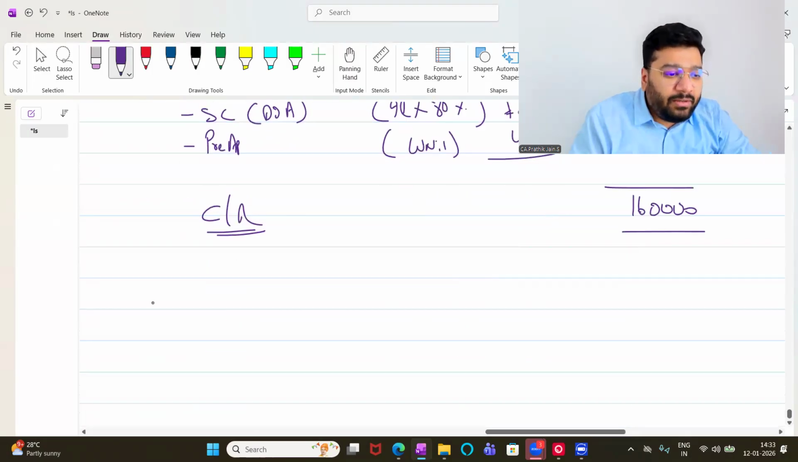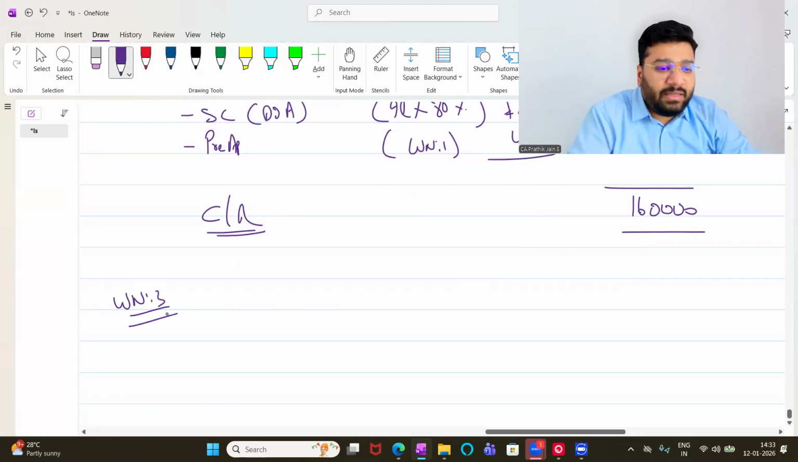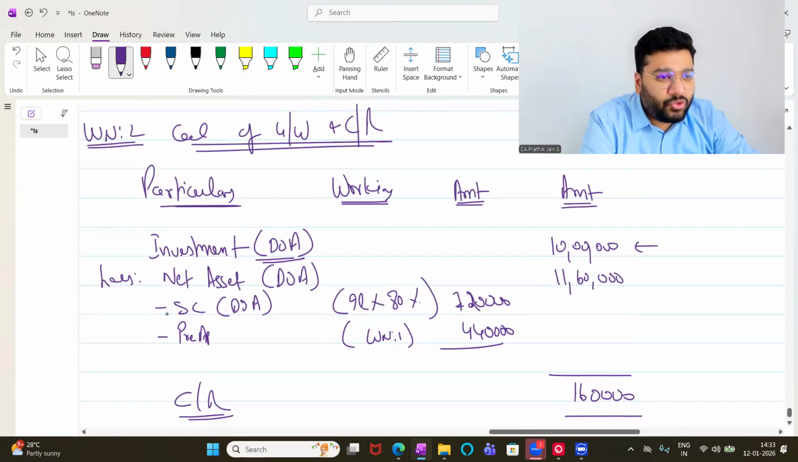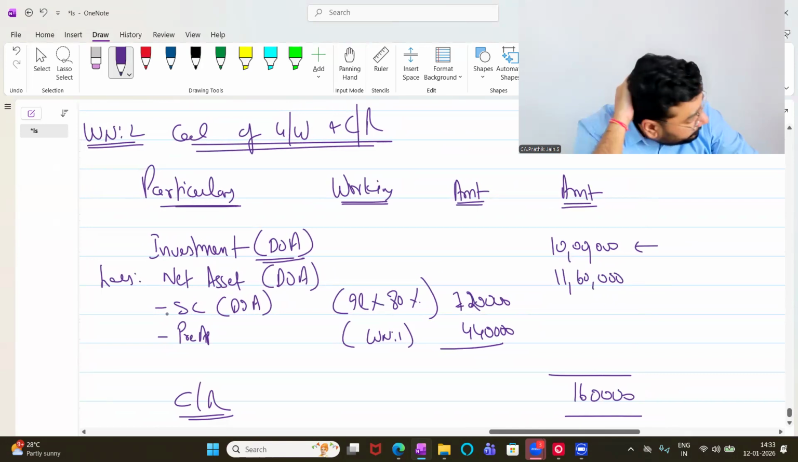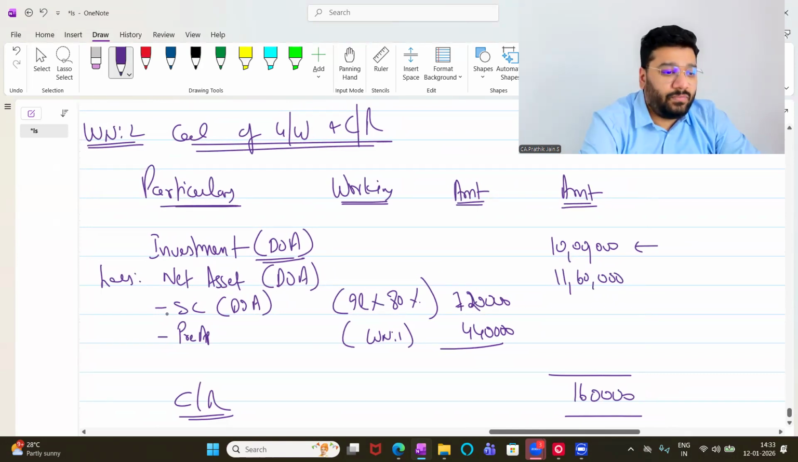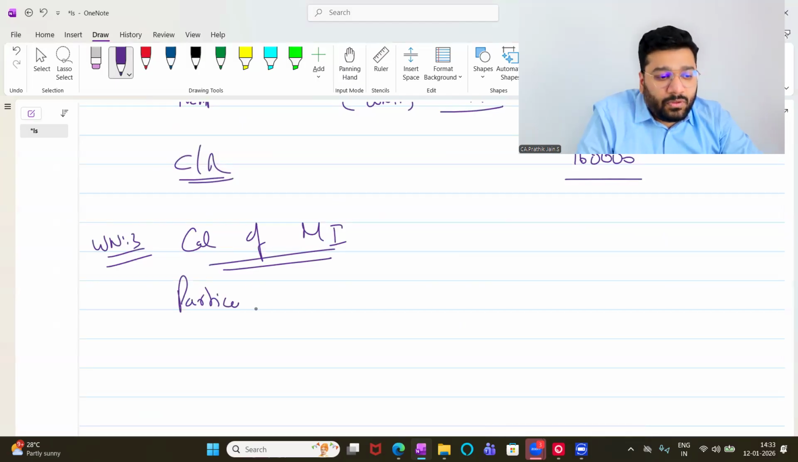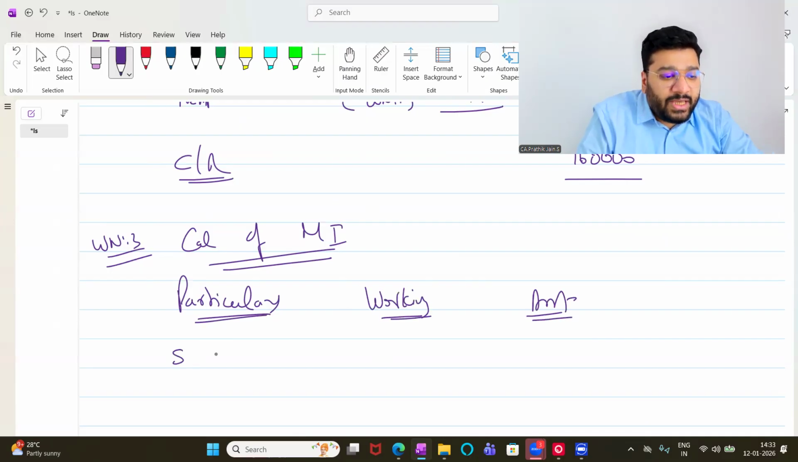Next is working note number 3. Working note number 2, do you have any problem? Okay, not okay? Okay, sir. Now working note 3, calculation of minority interest. Particulars, workings, amount. Share capital on the date of acquisition: 9 lakh into 20%. How much is it? 1,80,000.